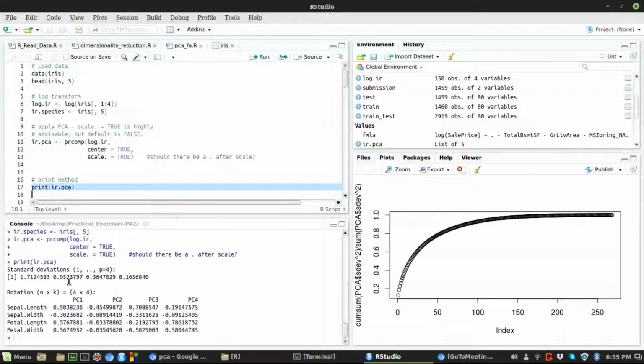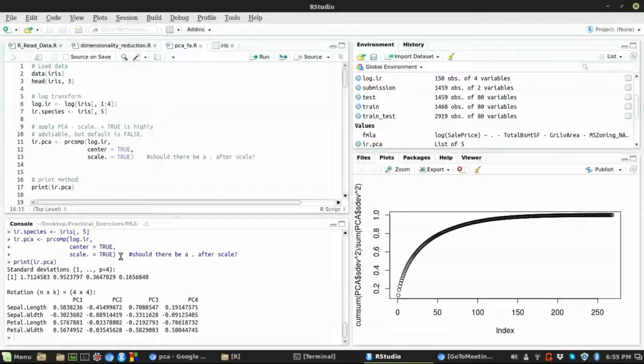This is the summary of the PCA methods. These are the standard deviations. There are 4 principal components. This is the standard deviation of the first one, standard deviation of the second one, standard deviation of the third one, standard deviation of the fourth one. And this is the rotation matrix, 4 by 4.